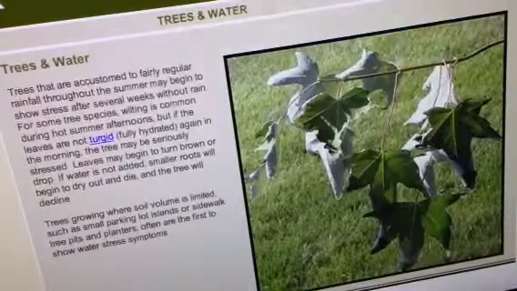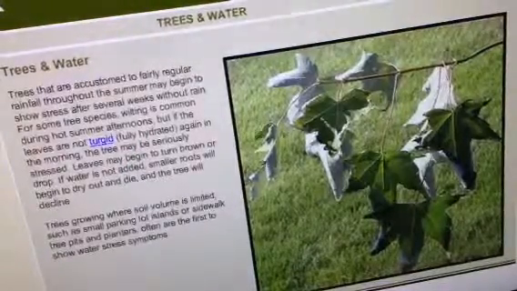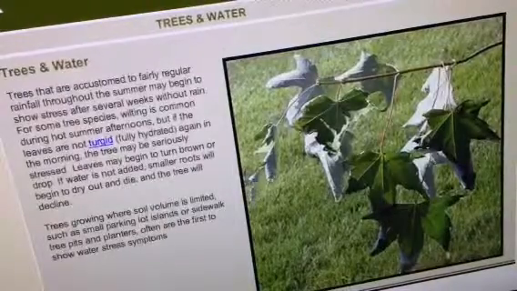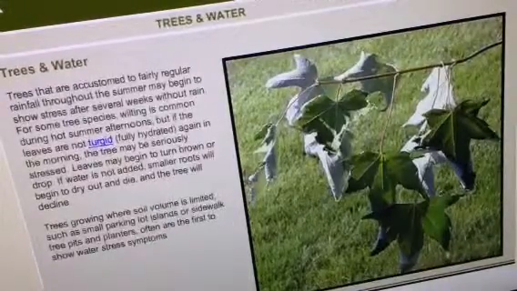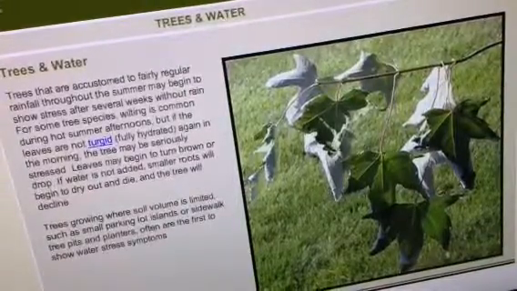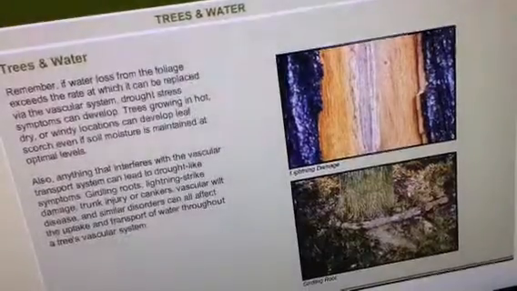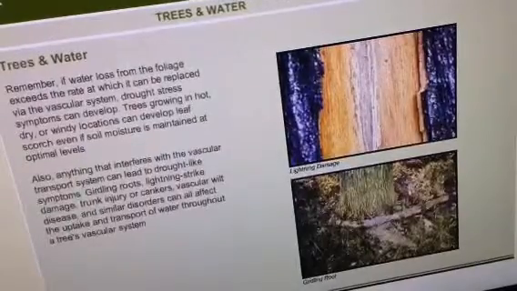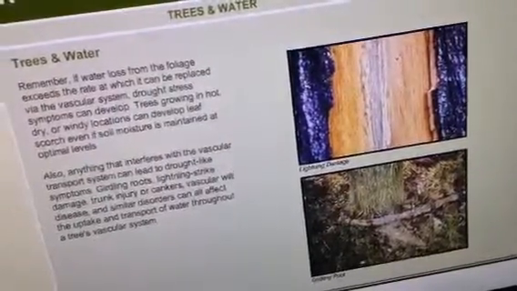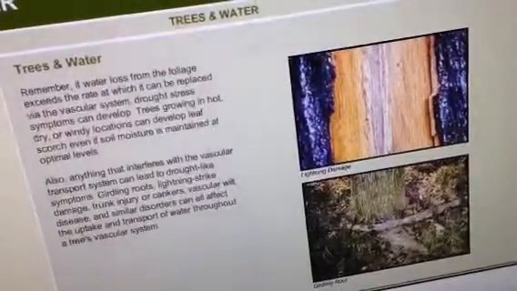Trees growing where soil volume is limited, such as small parking lot islands or sidewalk tree pits and planters, often are the first to show water stress symptoms. Remember, if water loss from the foliage exceeds the rate at which it can be replaced via the vascular system, drought stress symptoms can develop.